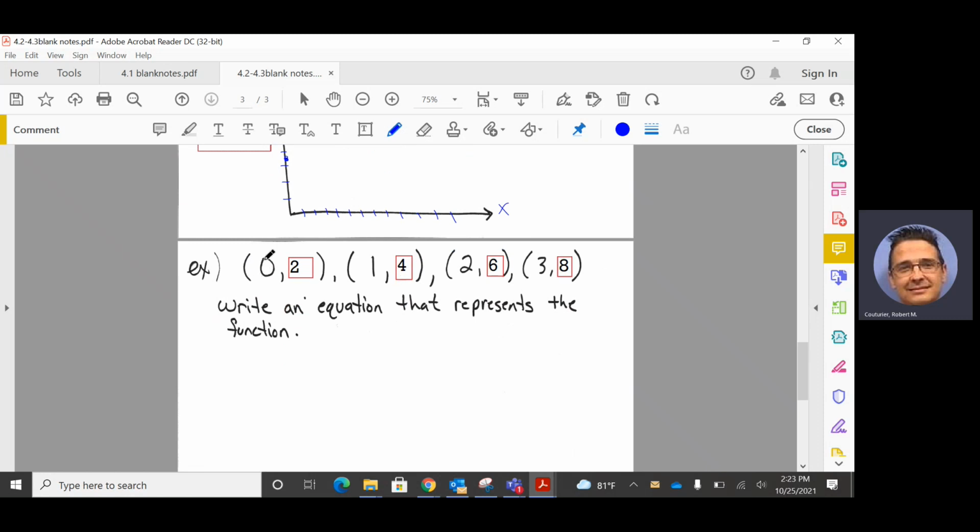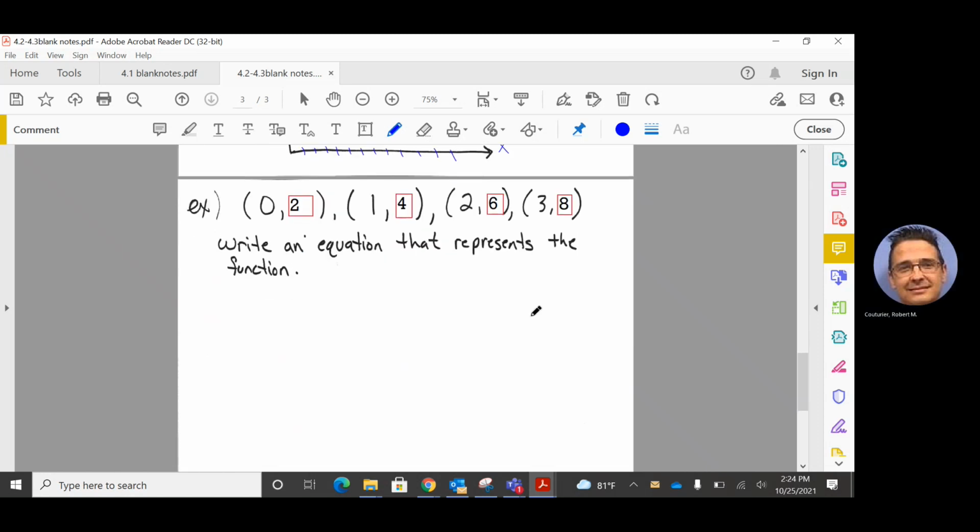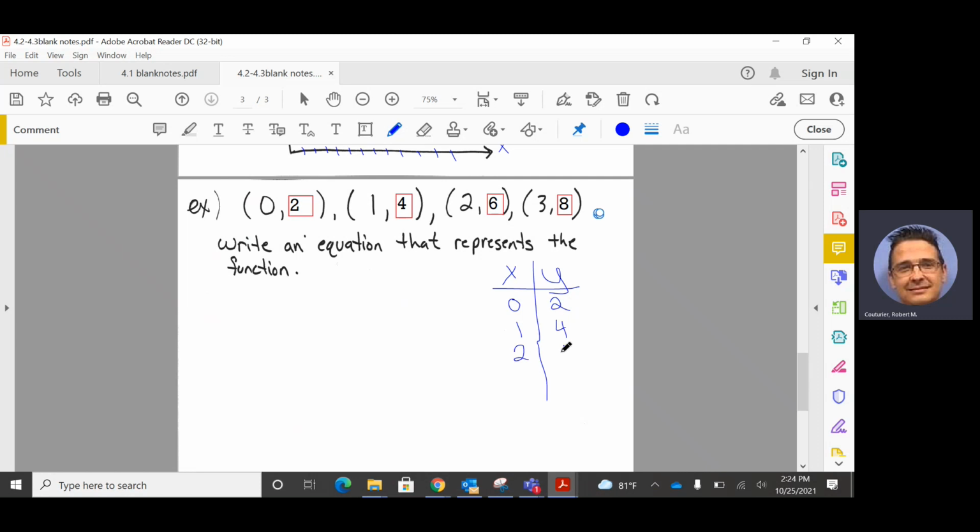Here's a bunch of ordered pairs: (0, 2), (1, 4), (2, 6), (3, 8). I'm going to challenge you here to represent this differently. Let's put this in our table of values, the x-y table of values. Let's set our ordered pairs up: 0, 2, 1, 4, 2, 6, 3, 8.